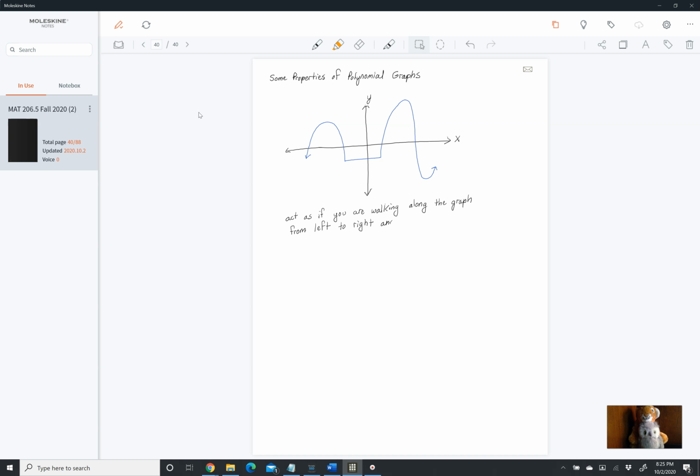And what we're going to pay attention to are the y values. The x values are increasing because we're going along the x-axis from left to right. We know that the x values are increasing there. So what we're going to be paying attention to in this part are the y values.